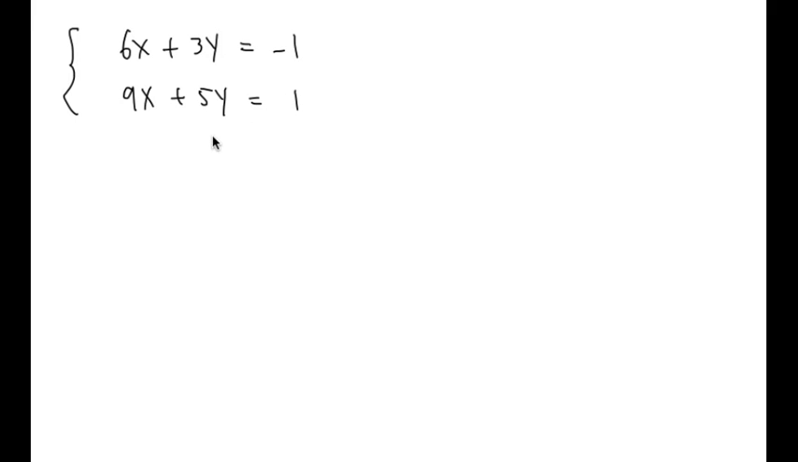Let's solve a system of equations. 6x plus 3y is equal to -1, and then the second equation is 9x plus 5y is equal to 1. Perhaps the best way for these equations is going to be solving by elimination.